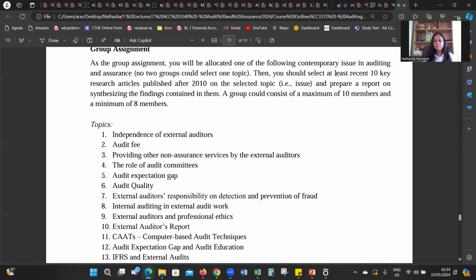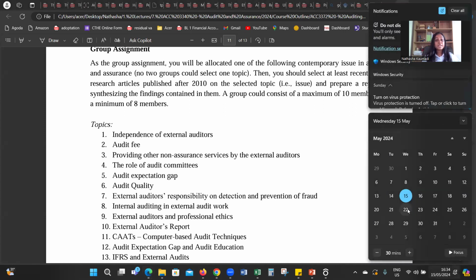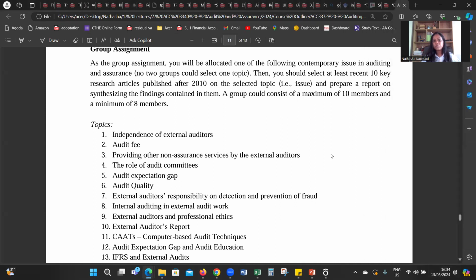The deadline is next Wednesday. That means today is the 15th, so by 22nd May, you need to submit the articles, because we have to see whether your 10 articles actually serve the purpose. That's why we have to check them. After that, we will confirm the journal articles.